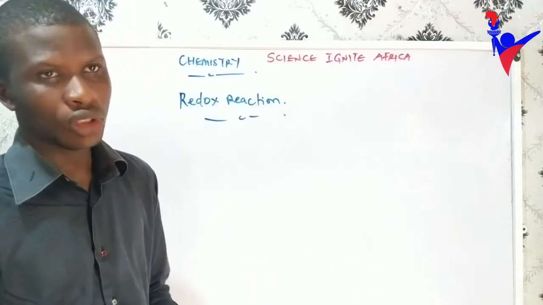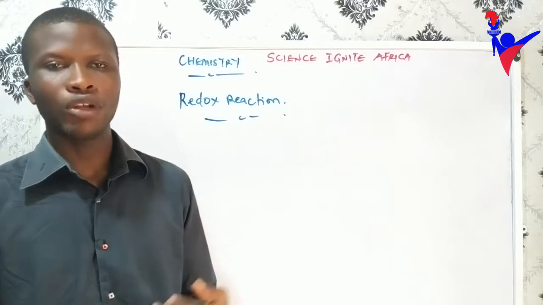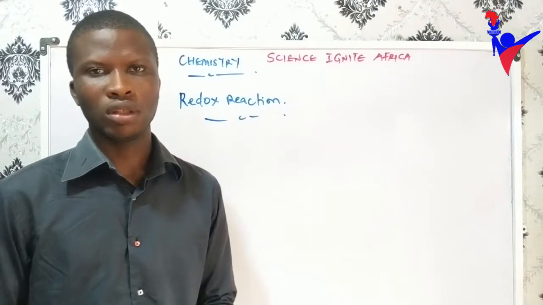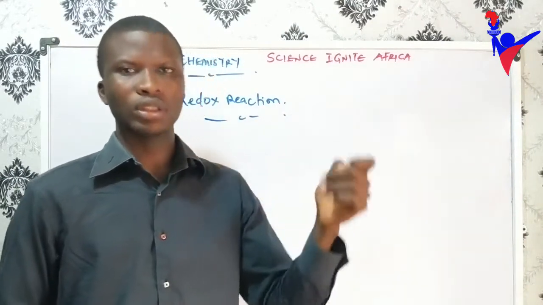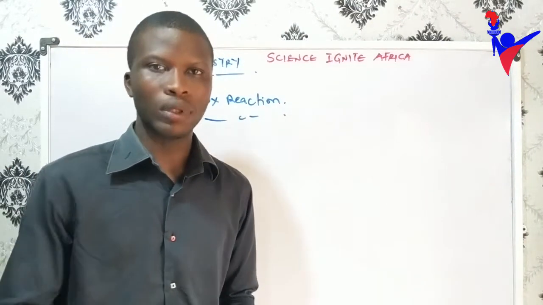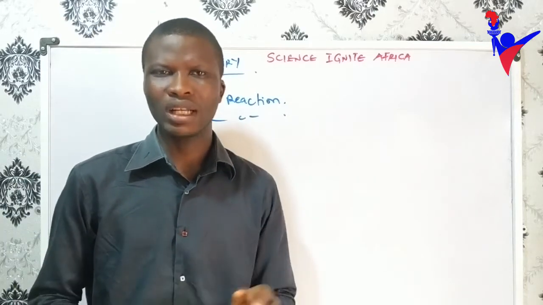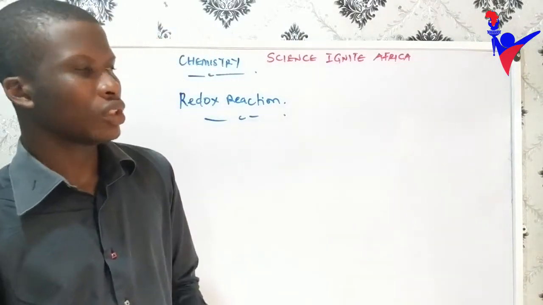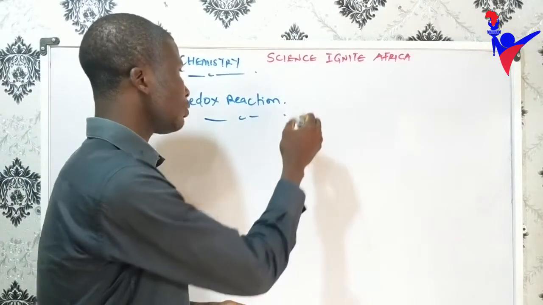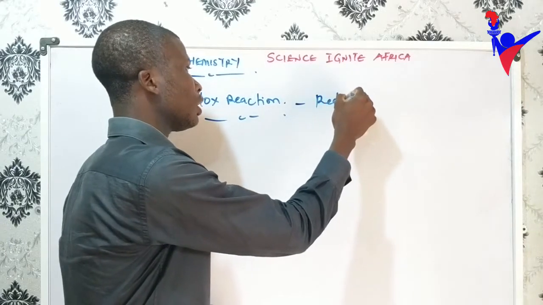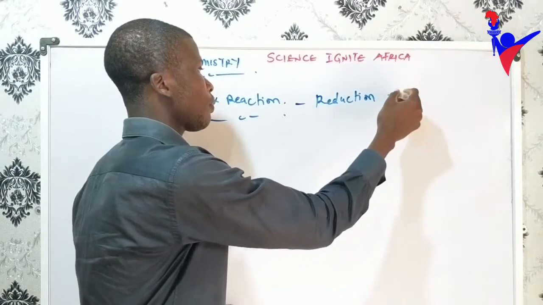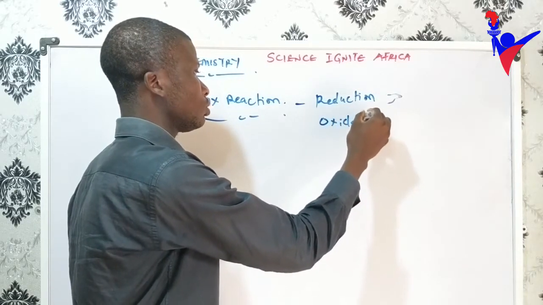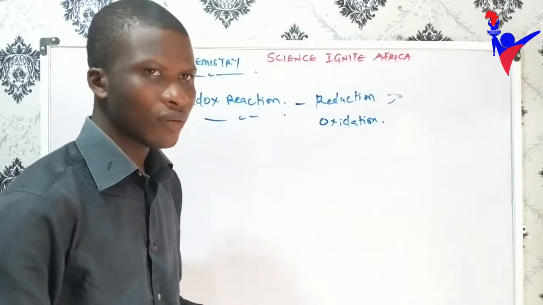Now, when we say redox reaction, we are saying that the kind of reaction where oxidation and reduction take place simultaneously. I don't know if you get what I'm trying to say. That is, as oxidation is taking place, reduction is taking place likewise. So that's basically what redox reaction is all about. And therefore we can say redox reaction can be broken down into two. We have reduction and we have oxidation.